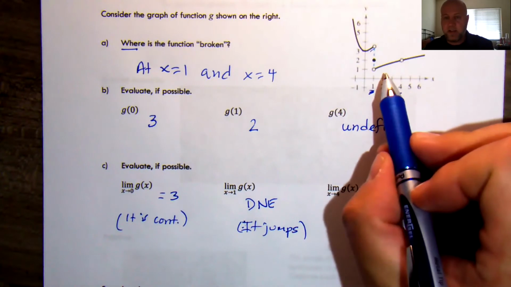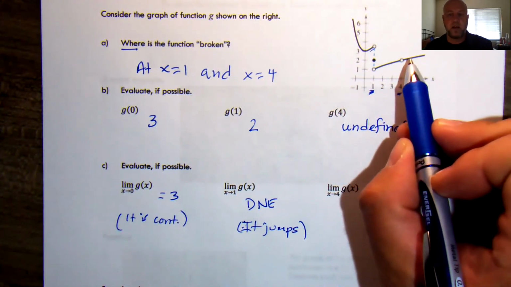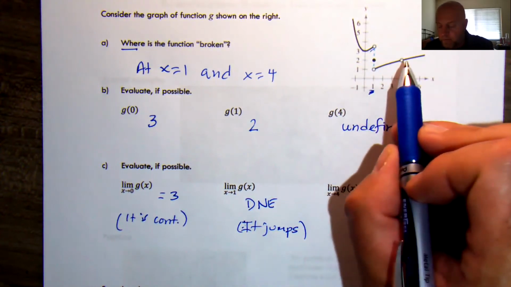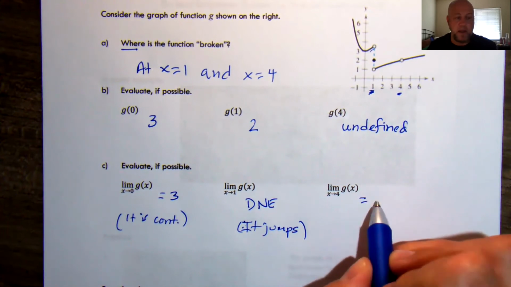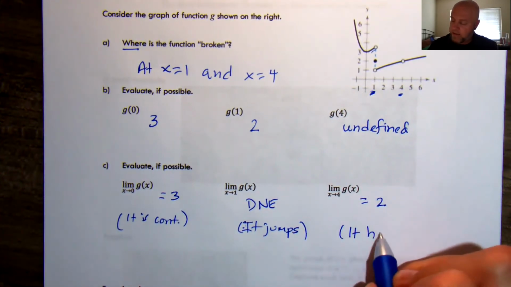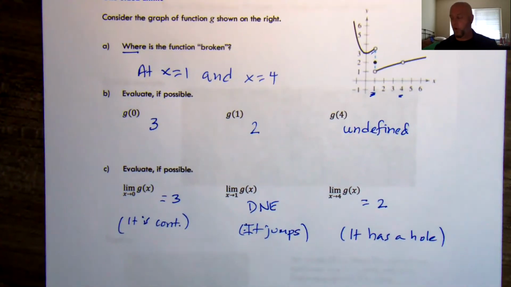In the last case, we're approaching 4 on the left side and on the right side. We can see in both cases, the graph appears to reach a height of 2. So let's say the limit is 2. And we notice that it's broken, it has a hole. But like our first example, the hole wasn't a problem in terms of determining a limit.